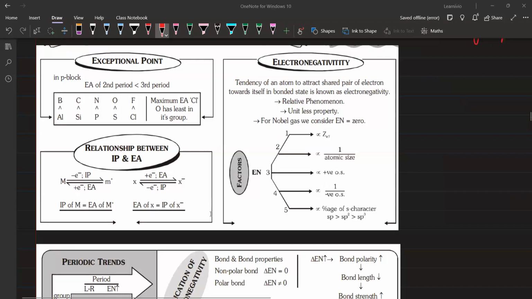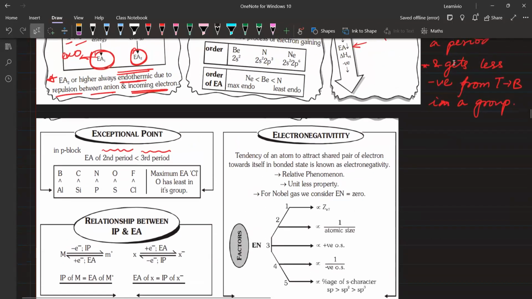Now, the few exceptional points that you have to look for in electron gain enthalpy are that the second period elements have lower electron gain enthalpy than the third period elements. Okay? Lower means it is less negative. Now, as you know, if you go from top to bottom, from the second period to the third period, it should get less negative. But actually it is the other way around.